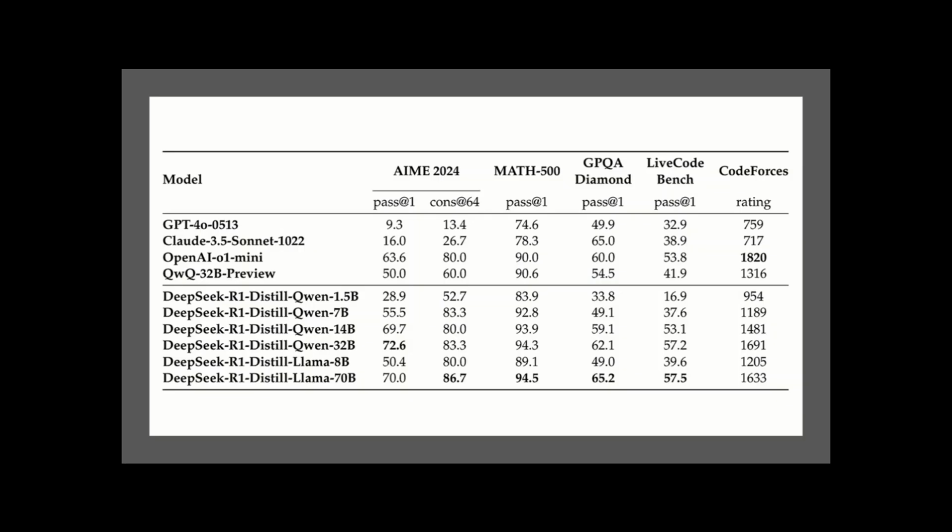Let's look into the evaluations of these models here. The most prominent one, Qwen 32 billion parameters, which we can see here, is actually performing better than O1 Mini, O1 400 as well. And we can see Llama 70 billion performing better than OpenAI models.